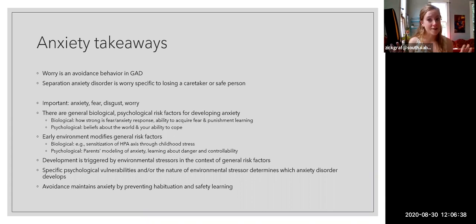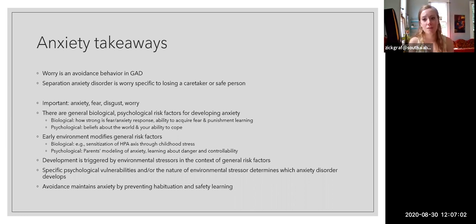Okay, so this is the last slide. So some overall takeaways, first from this lecture. The biggest thing to think about from this lecture is that even though it can seem counterintuitive, worry is an avoidance behavior in generalized anxiety disorder. Just because something is an avoidance behavior doesn't mean it works. It doesn't mean it works perfectly. All avoidance behavior maintains anxiety.